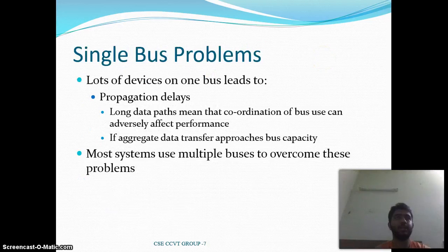Single bus problems: why don't we prefer to use a single bus? In this, all units are connected in the same bus, which leads to propagation delays, as long data paths mean that coordination of bus use can adversely affect performance, and aggregate data transfer approaches bus capacity. Therefore, multiple bus structure performance is better than single bus structure. That's why most systems use multiple buses to overcome these problems.